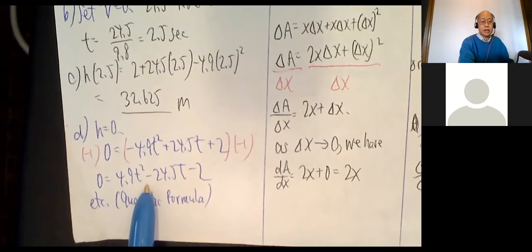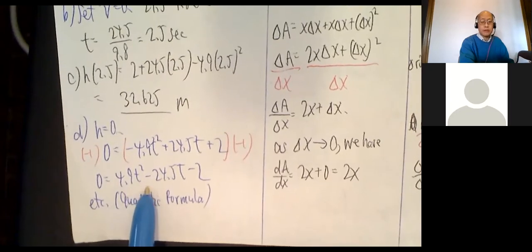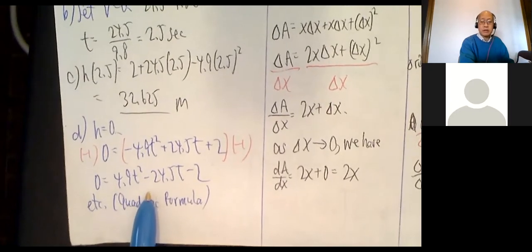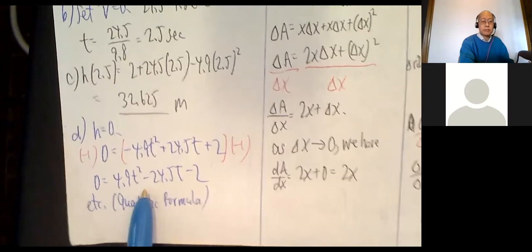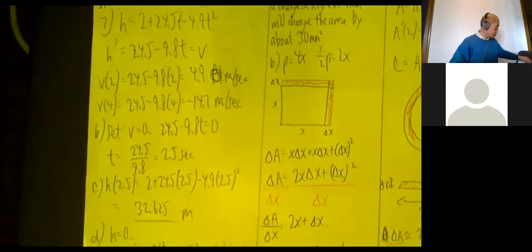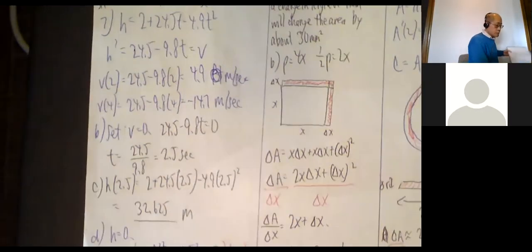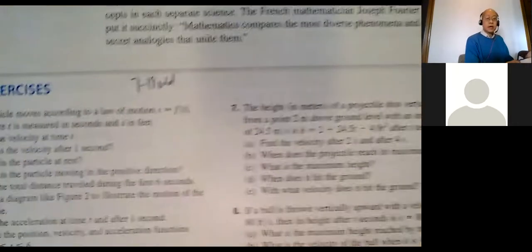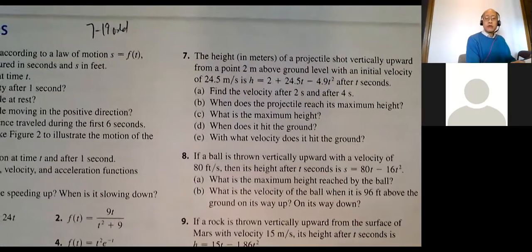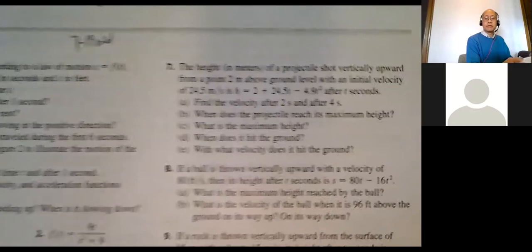Okay, so you finish the rest of that on your own. Quadratic formula. I'll throw out any negative values. If any t comes out to be negative, then you eliminate it. And then E, with what velocity does it hit the ground?